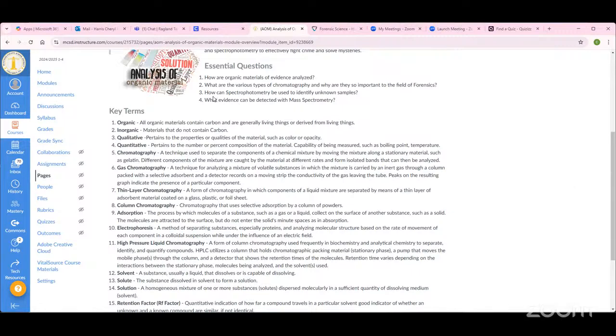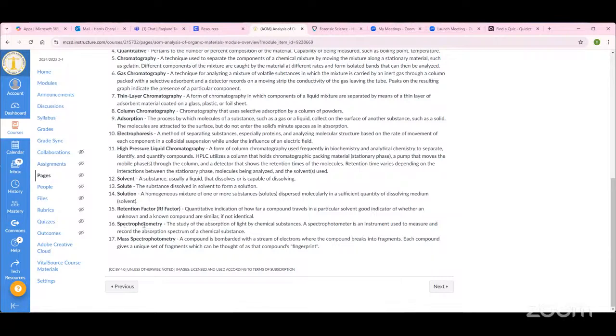How can spectrophotometry, there you go, I can never say this word, be used to identify unknown samples? So let's come down here and figure out what that means in the first place. Okay, down here to the bottom. It's the study of the absorption of light by chemical substances.